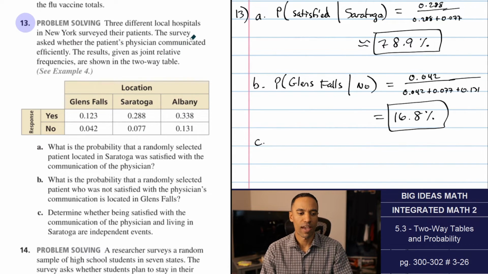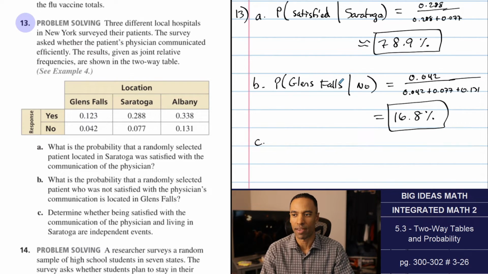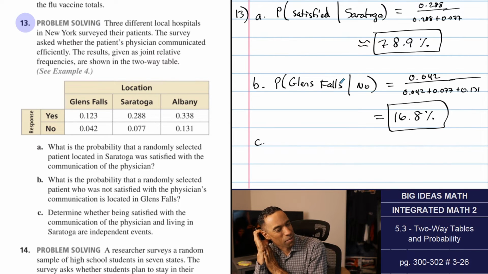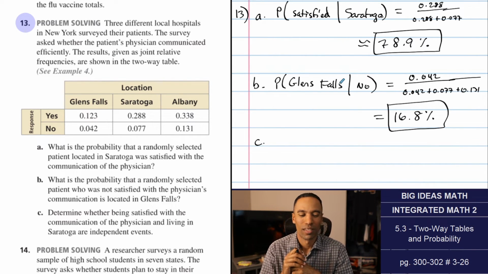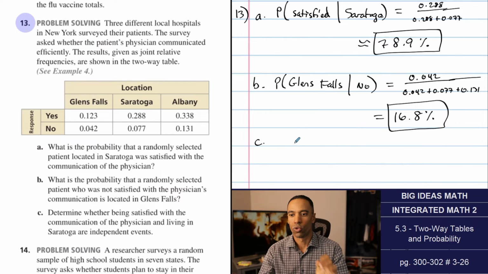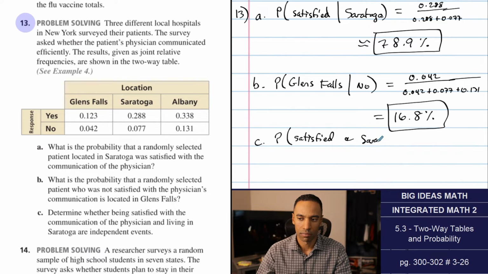Determine whether being satisfied with the communication of the physician and living in Saratoga are independent events. Now, this is where I might mess up a little bit. So what you want to do is look at the probability of satisfied and Saratoga. The probability of satisfied and Saratoga, that's just that number that you see there.